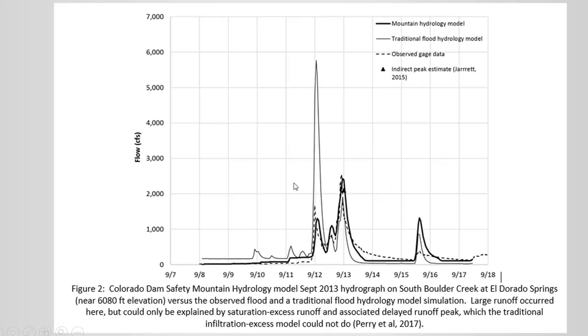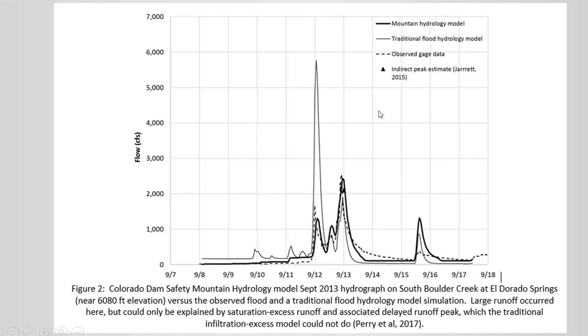Okay, just briefly then, here's results from our study at another site. This is lower elevation, about 6,000 feet, so actually in the Front Range foothills on South Boulder Creek. But here the point to make briefly is that there was a delayed peak in the observed September 2013 flood that our model was able to reproduce, but the traditional dam safety model was not able to reproduce.